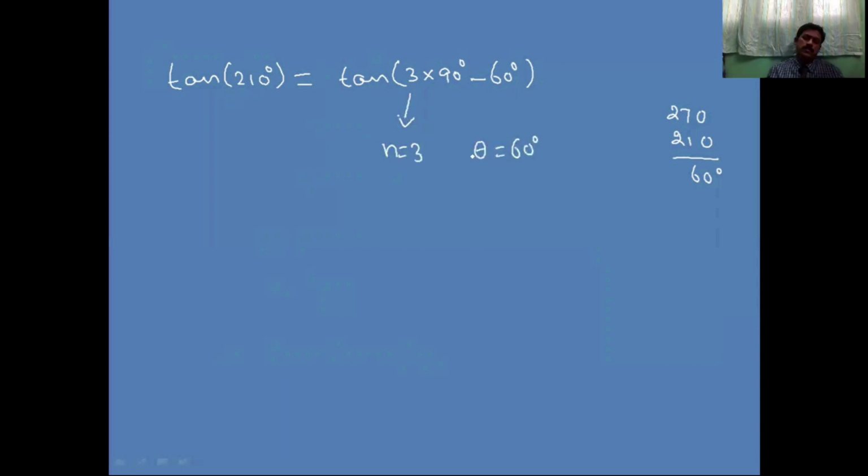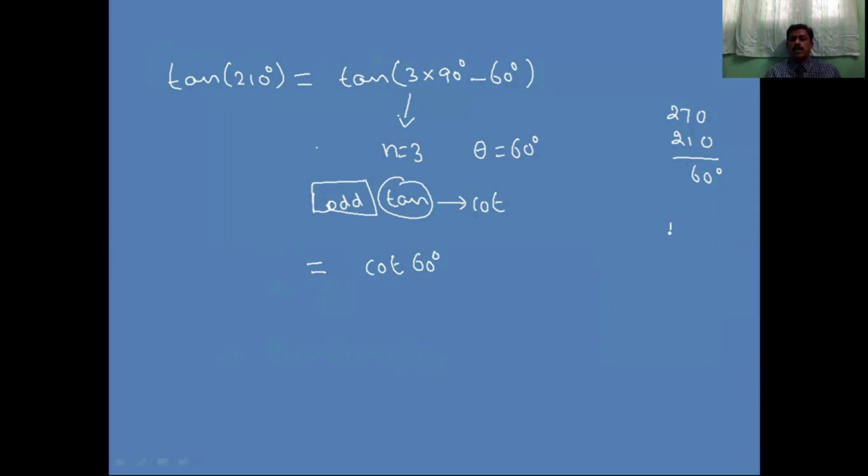The same tan 210 degrees can also be written as tan of 3 into 90, that is 270. I need 210, so if you subtract you will get 60 degrees. Here I am going to put minus 60 degrees. Now if you observe, the n value is 3, that is odd, and theta value is 60 degrees. N is odd, so change the trigonometric function tan into cot. The above term can be written as cot of the angle 60 degrees.